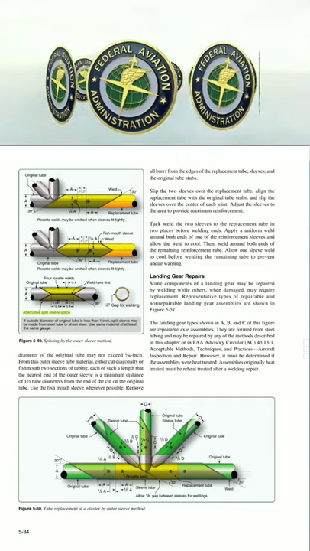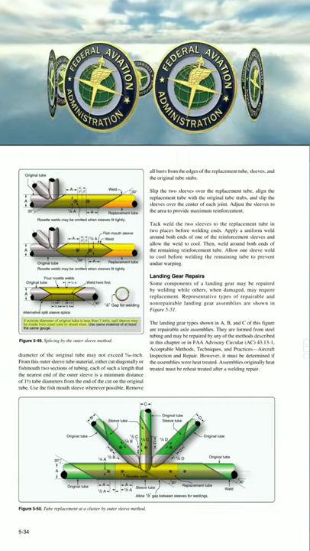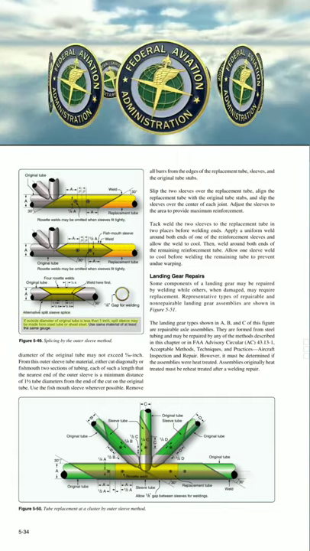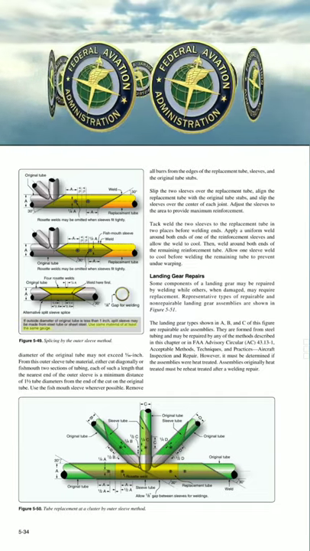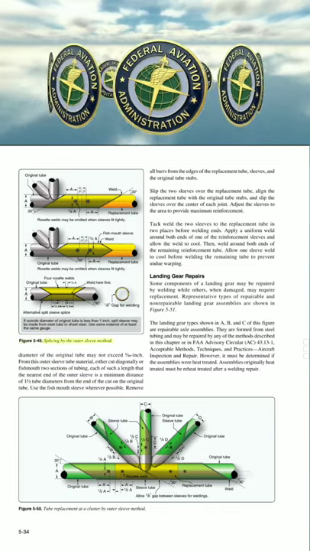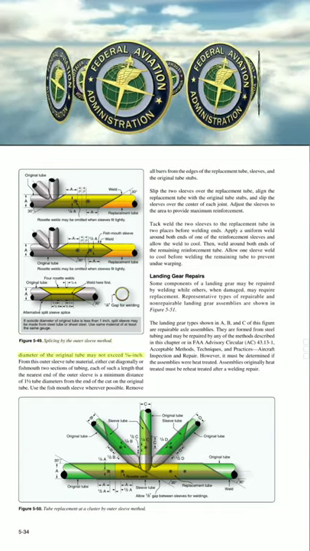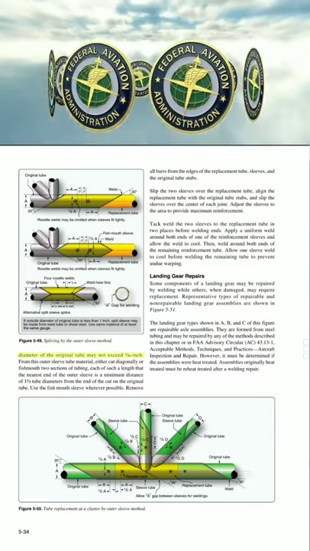Alternative split sleeve splice. If the outside diameter of the original tube is less than 1 inch, the split sleeve may be made from steel tube or sheet steel. Use the same material of at least the same gauge. Figure 5-49. Splicing by the outer sleeve method. The clearance to the diameter of the original tube may not exceed 1/16 inch.